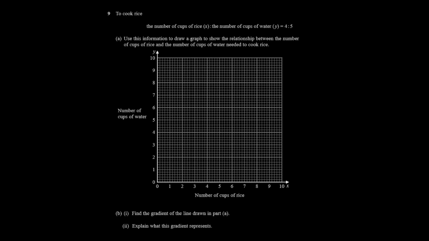Question 9 gets us into the kitchen. We've got a relationship here between the cups of rice and the cups of water which are needed to cook that rice. And we've been asked to put that information in the form of a graph, cups of water up here, cups of rice down here, and then ask a supplementary question. Okay, let's deal with this ratio first.